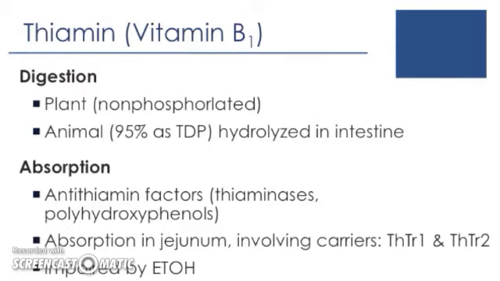We see that thiaminases found in raw fish catalyze the cleavage of thiamine, destroying it. However, cooking the fish deactivates the enzyme. Polyhydroxyphenols are found in coffee, tea, nuts, and some berries, and inactivate thiamine by destroying the thiazyl ring structure. Additionally, absorption can be reduced by excessive intake of alcohol. This particularly affects movement of thiamine from the enterocyte through the basolateral membrane and into circulation.